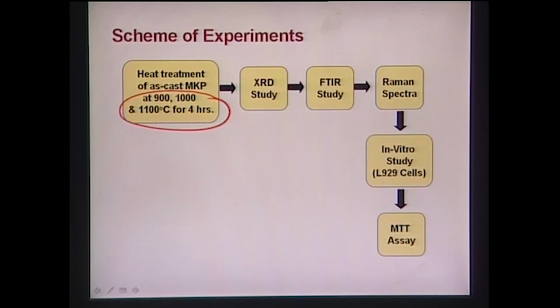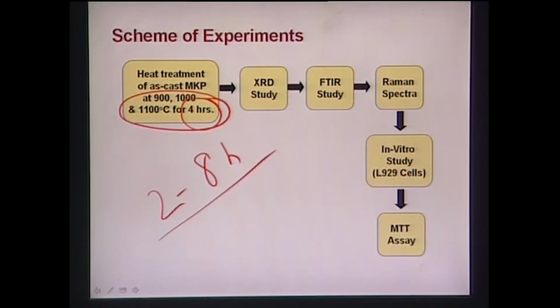And how was this heat treatment time optimized? Initially, researchers carried out experiments from 2 to 8 hours at regular intervals of 2 hours: 2 hours, 4 hours, 6 hours, 8 hours. Then they found that 4 hours is the optimum heat treatment time, and therefore further experiments were carried out in this temperature range for 4 hours.